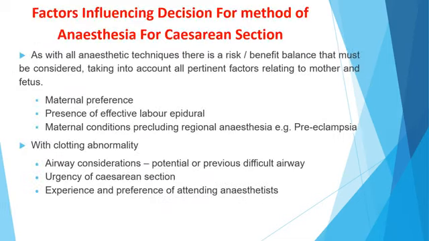We come to factors influencing the decision for the method of anesthesia for cesarean section. What are the factors that affect the choice of the appropriate anesthesia for the patient? As with all anesthetic techniques, there is a risk and benefit that must be considered. Take into account that there are two persons, the mother and the baby, so you are dealing with two people. You have to be very careful with the method of anesthesia to reduce the risk of complications.